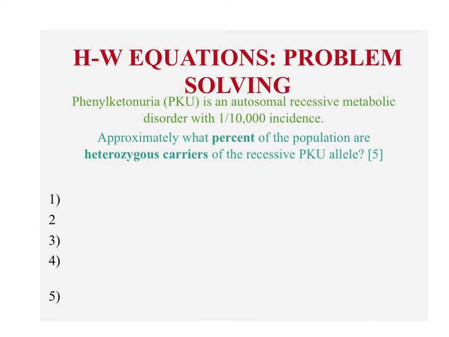One final example before you guys have a go by yourself. Phenylketonuria is an autosomal recessive metabolic disorder with a 1 in 10,000 incidence. Approximately what percentage of the population are heterozygous for the recessive PKU allele? I'm not going to give you anything for this one. There's 5 marks. Think about what we did last time. Think about what we've done in all of the examples.